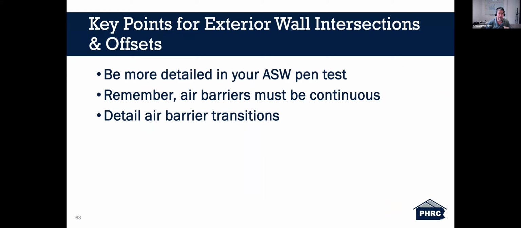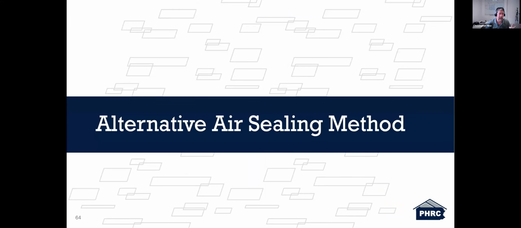And then detail your air barrier transitions. When looking at where we are now, especially with the 2018 being 3 ACH50, we have to be very, very detailed in those details, right? Our tolerances are getting smaller, therefore attention to detail is key.